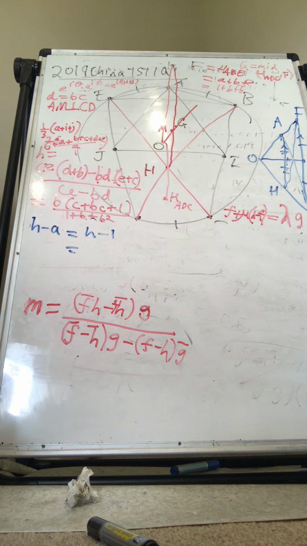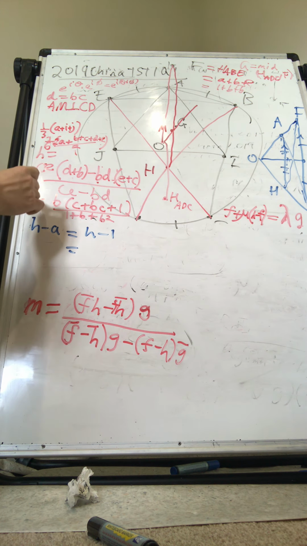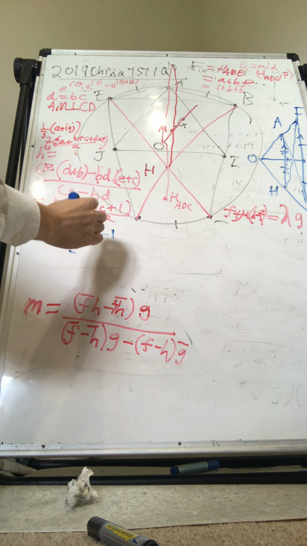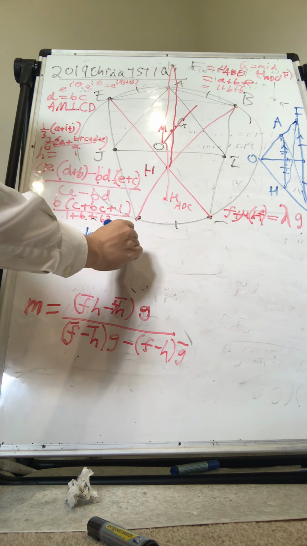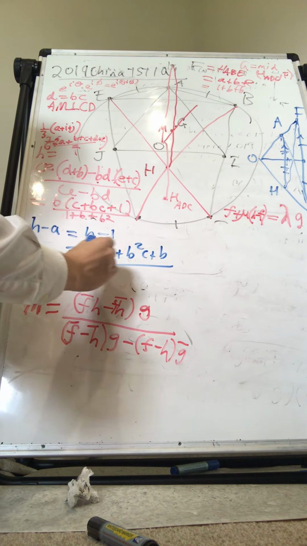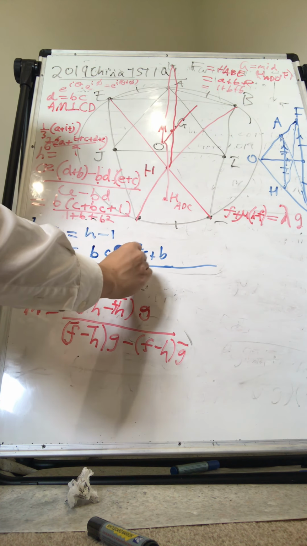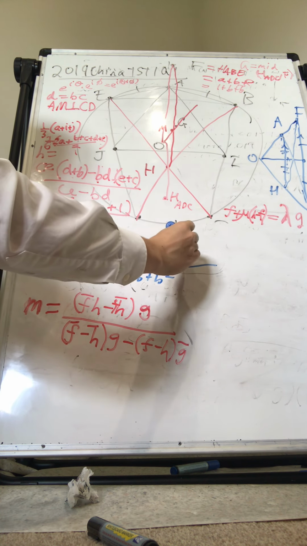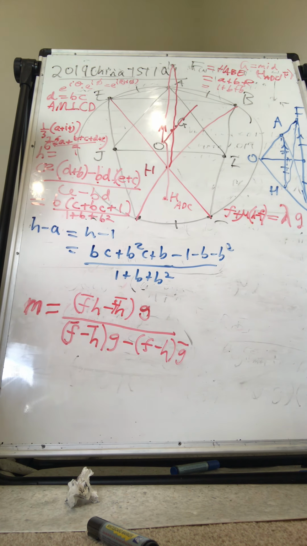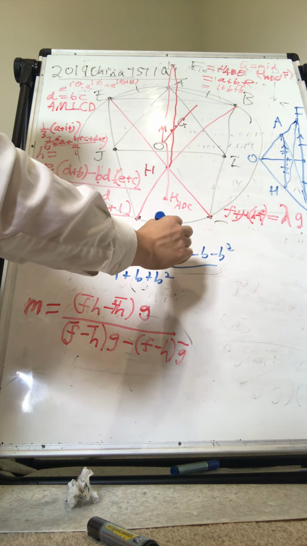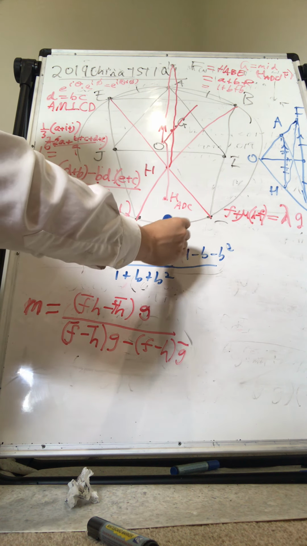Is there a formula for H? Yeah, we have this. So bc plus b squared c plus b, right? Minus, minus b squared, 1 minus b squared. Does anything cancel? The b. That's literally it.